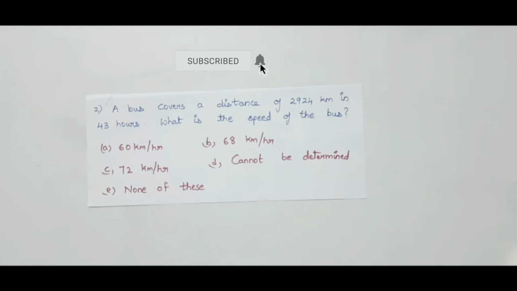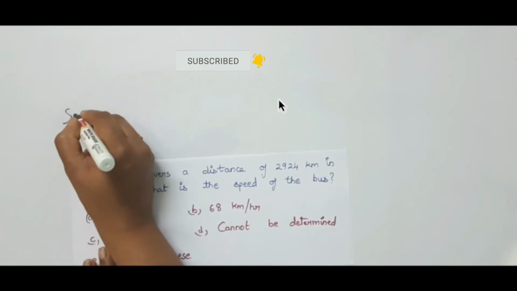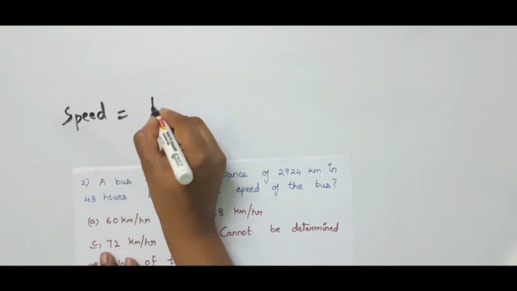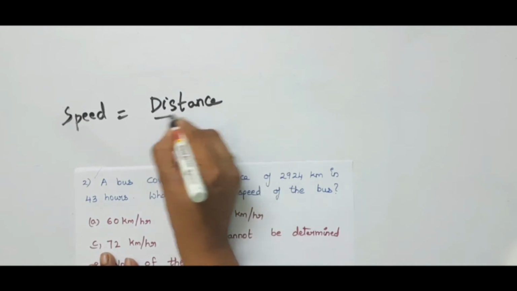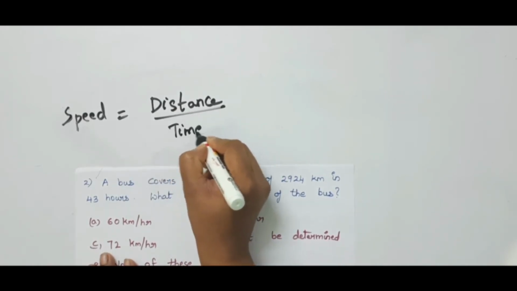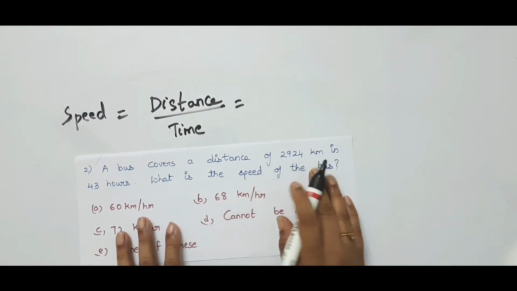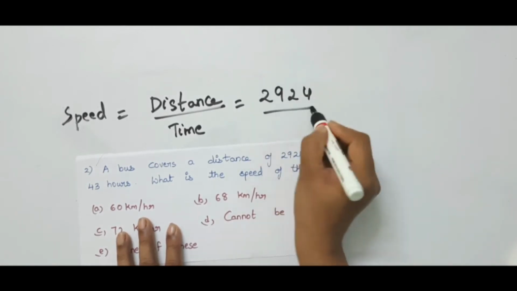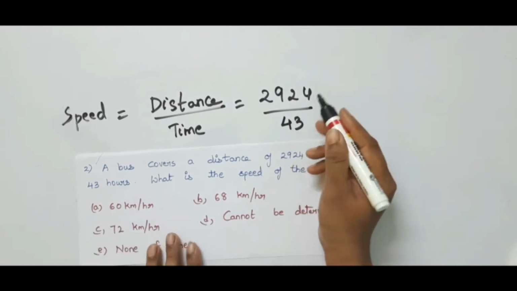In this problem, we have to find the speed. So the formula is speed is equal to distance by time. This is very important for this concept: the relation between distance, speed and time is speed is equal to distance by time. In this problem, the distance is given as 2,924 km by 43 hours. Now just simply divide it.